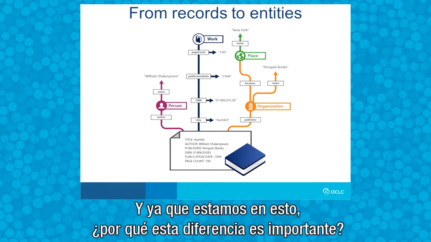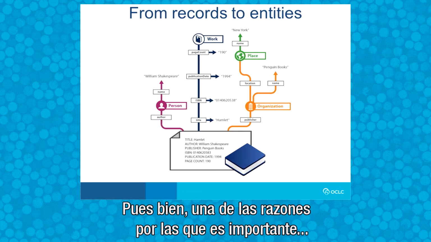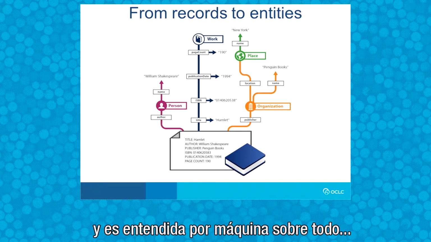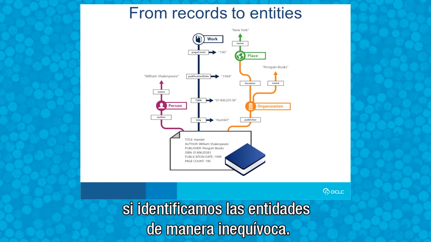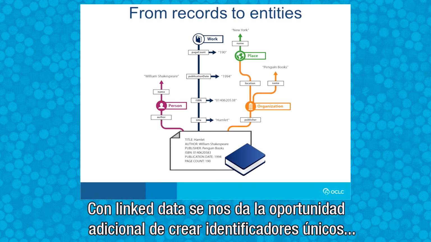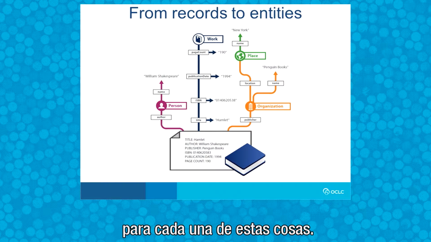So as we're doing this, why does this difference matter? Well, one reason it matters is that the entity relationship representation is machine understandable. And it's machine understandable, especially if we identify the entities in unambiguous ways. And as librarians, we already know how to do that. And with linked data, we're given additional opportunities to create unique identifiers for each of these things.